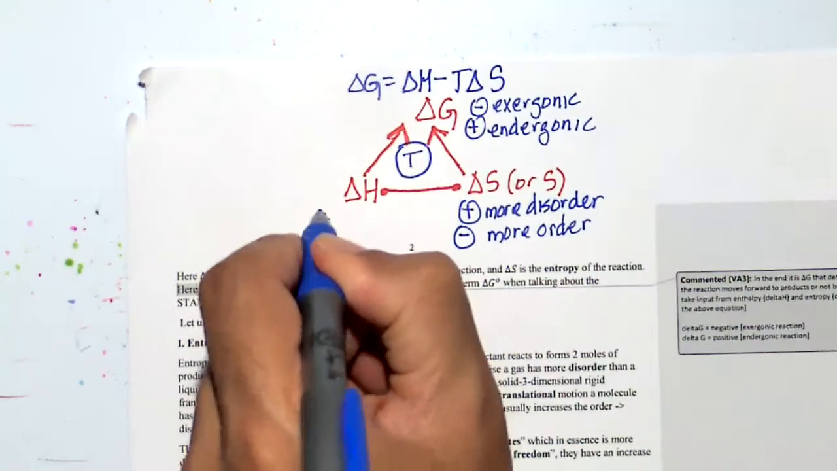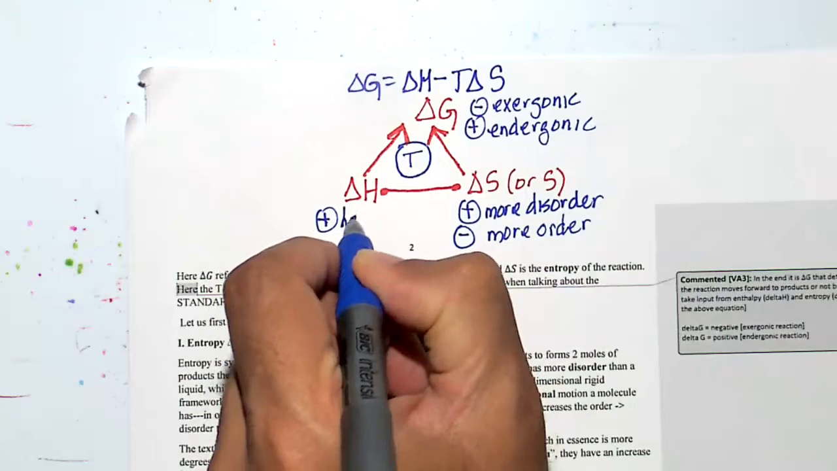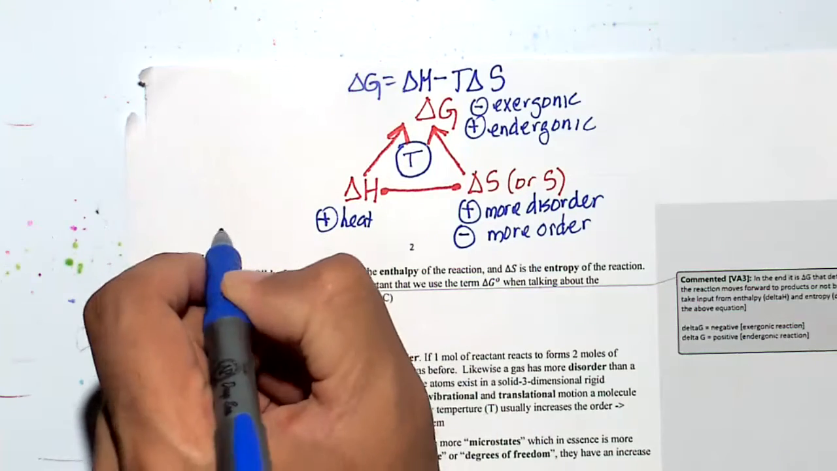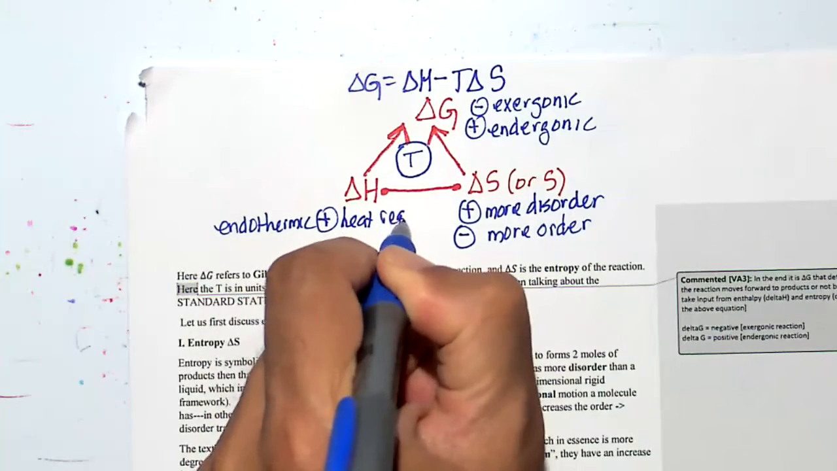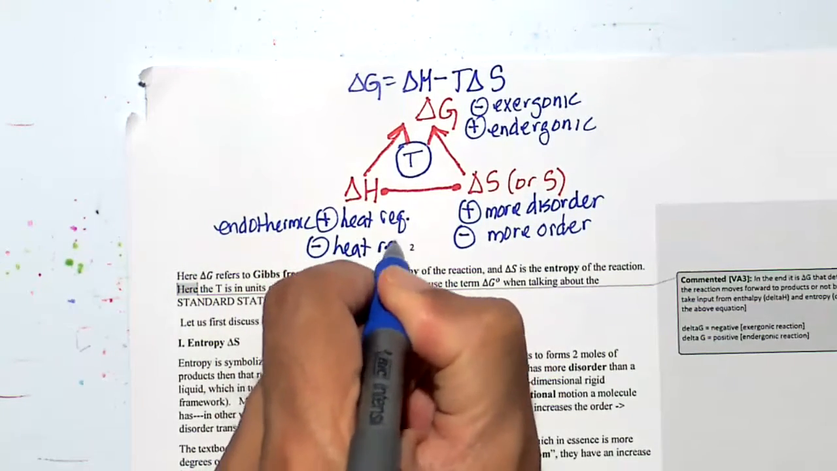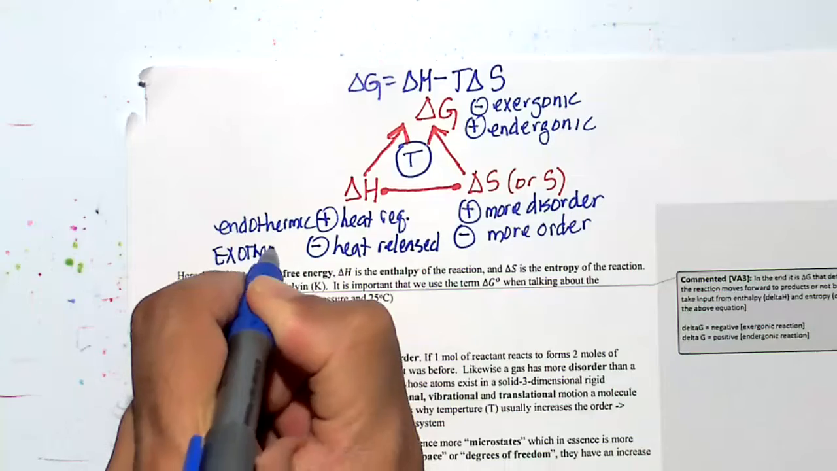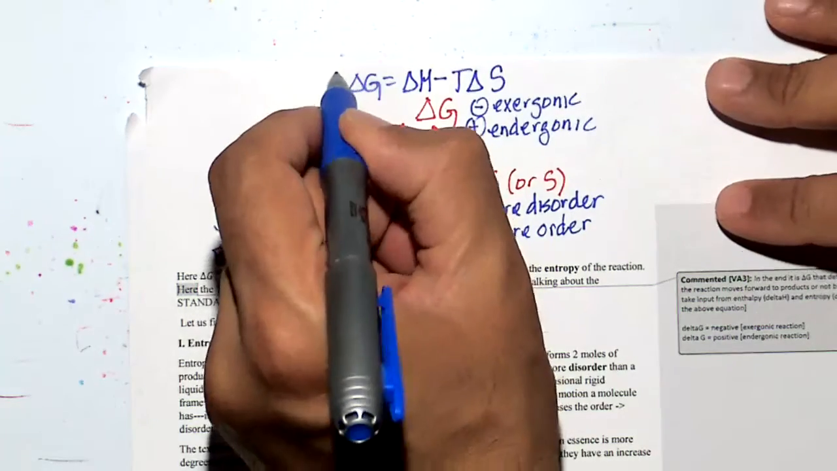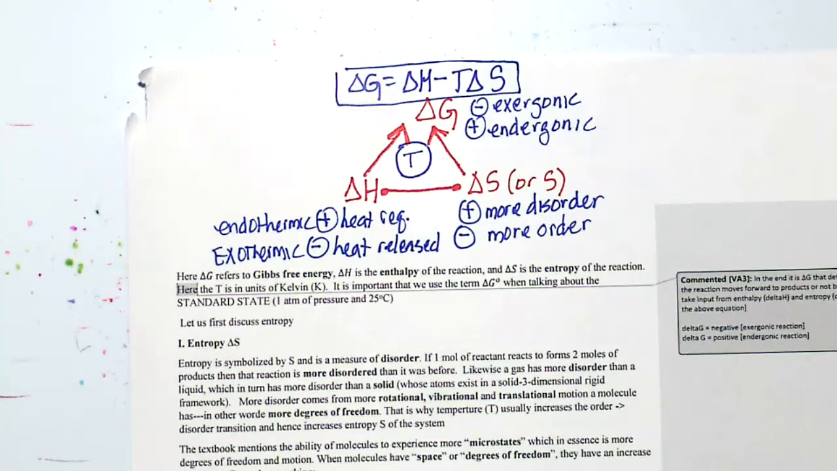If your delta H is negative, that's an exothermic reaction, and that means heat is released. Heat Q is positive. If delta H is positive, this is endothermic. That means heat is usually required. And if your delta H is minus, that means heat is released, and we call that an exothermic reaction. If I remember, it's delta G, Gibbs free energy, that determines whether the reaction is going to move forward or not.